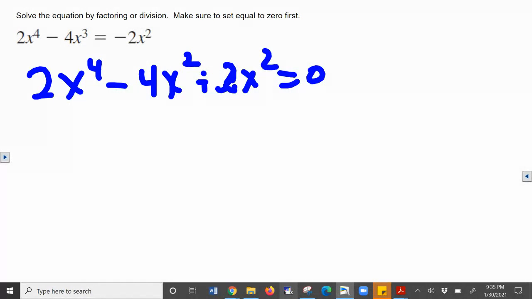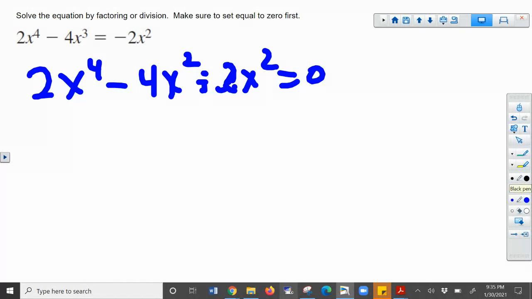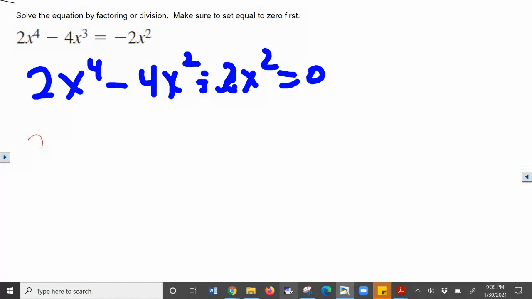Always when I'm factoring, I want to take out a greatest common factor first. So the first step here, I'm going to take out a greatest common factor of 2x squared, because I see that 2x squared goes into each of these terms. 2x to the fourth divided by 2x squared is x squared.